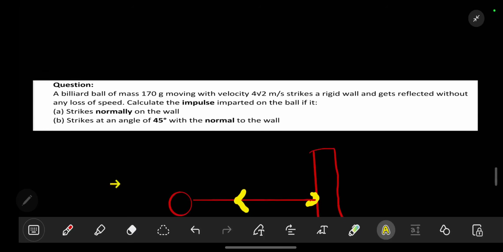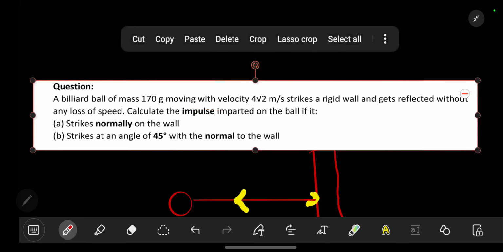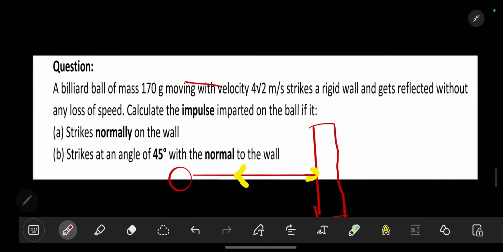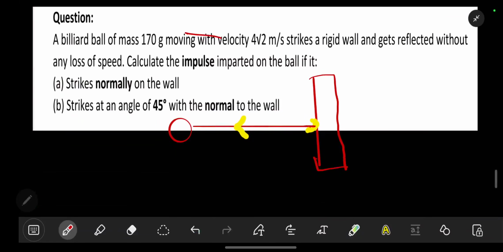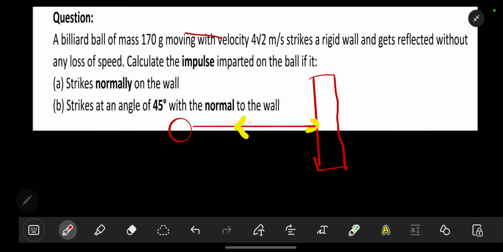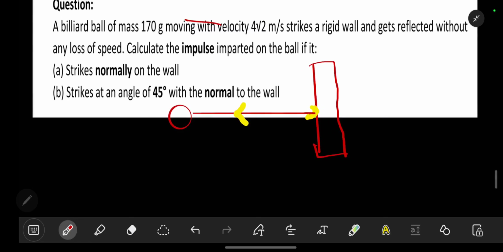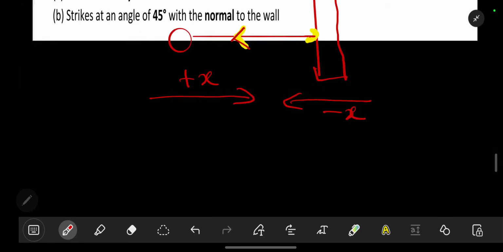To calculate the impulse imparted, remember how we calculate the impulse. Let me increase this. The impulse will be equal to the force applied, or the final momentum minus the initial momentum. So what are we going to do? Let's calculate the momentum. Remember, as the ball is going this side, it will be positive x. As it is coming back the other way, it will be negative x. So you have to be consistent with the velocity in terms of the impulse.